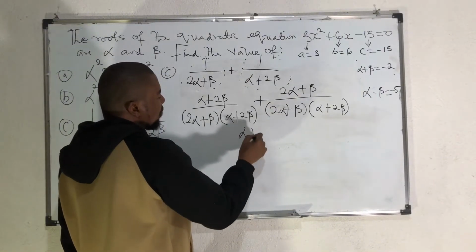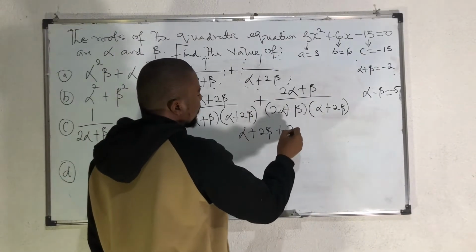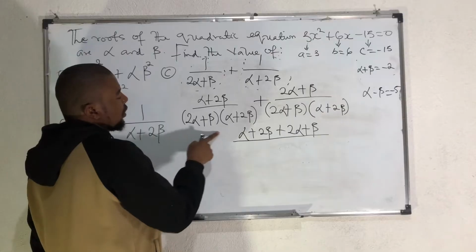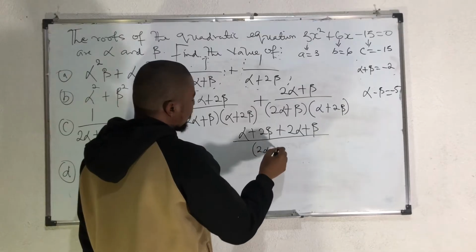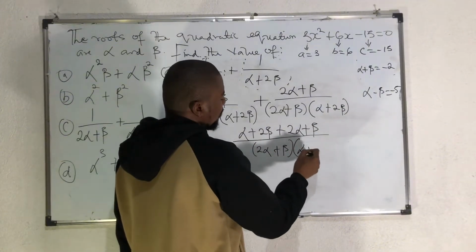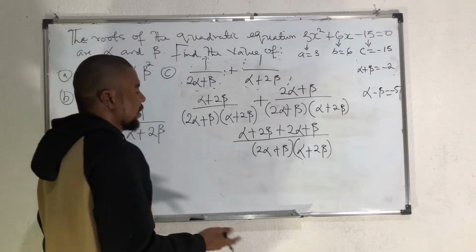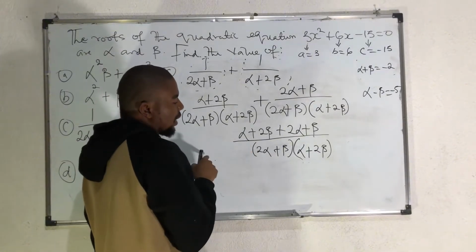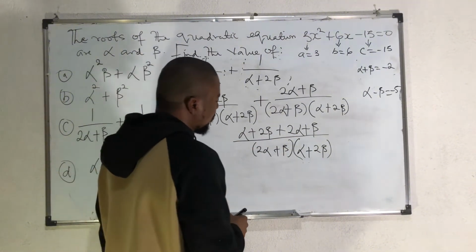If we pick one of the denominators here, what shall we have? We now have alpha plus 2 beta plus, here we have 2 alpha plus beta, over, what's next? We pick one of the denominators. Here we have 2 alpha plus beta multiplied by alpha plus 2 beta. Okay, I just picked one of the two denominators because they are the same. Now let's add the numerators because we've seen some like terms. We have alpha, 2 alpha, beta, and 2 beta. Let's now add them together.